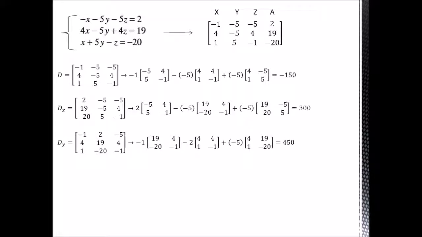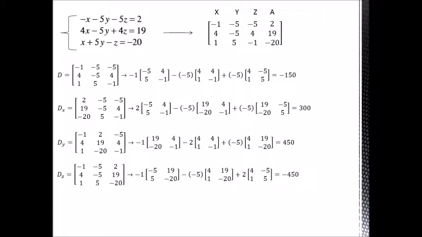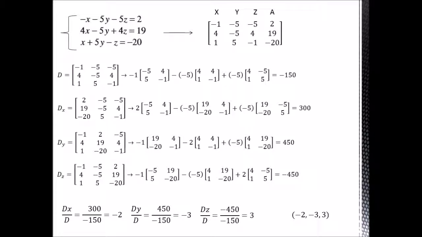Then there's our d of y, and then there's our d of z. Our last step is to take the dx, dy, and dz, and divide them by d, so that we get -2, -3, and 3. And don't forget to write it as an ordered pair, or well, I guess it's not a pair, an ordered triplet. So we have -2, -3, and 3.